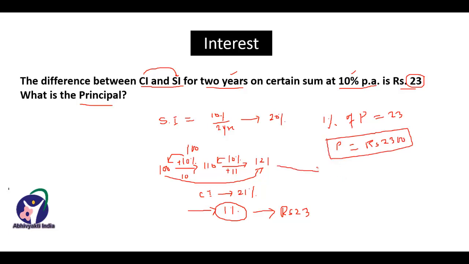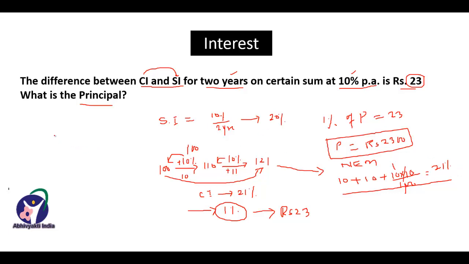This compound interest can also be calculated by the net effect method. So by it we can get 10 plus 10 plus 10 into 10 divided by 100. So this will get cancelled, it will become 1. So 10 plus 10 is 20, plus 1, that is 21%. So you can calculate the compound interest by the net effect method also.